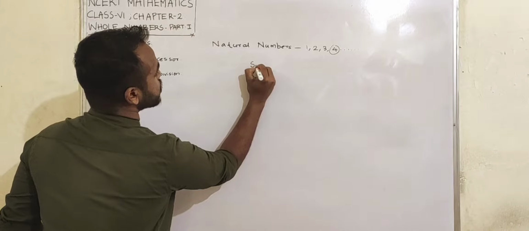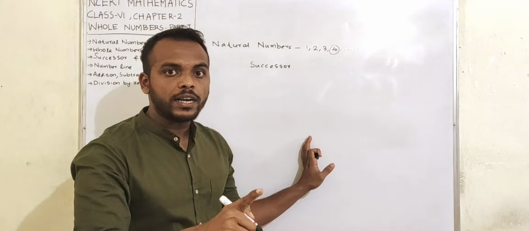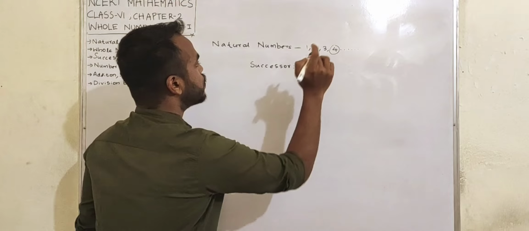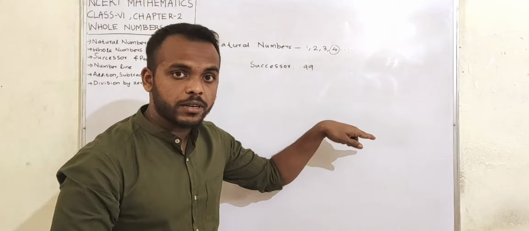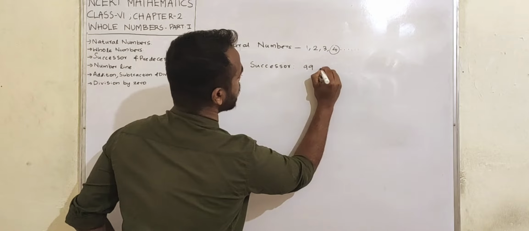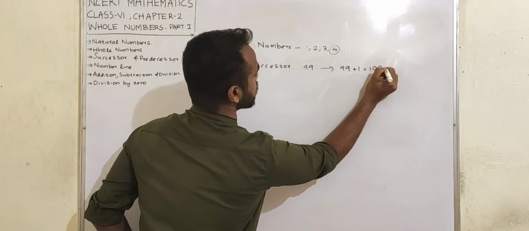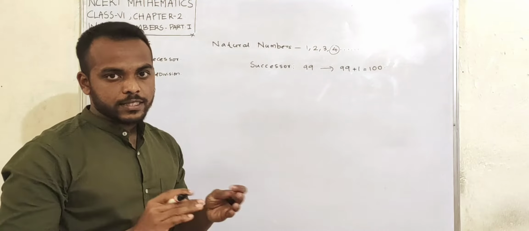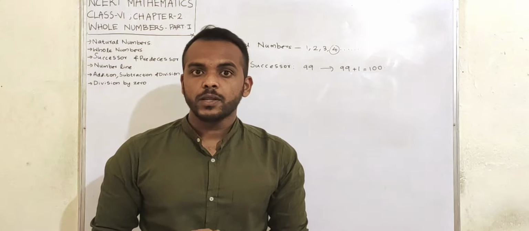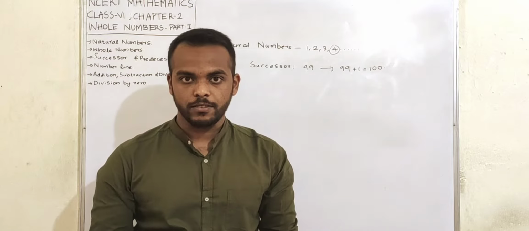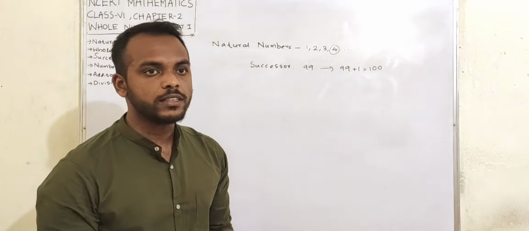So, successor is obtained by adding 1 to the number that is with us. For example, if you are taking 99, what is the next number? To get the successor of 99, the successor is 99 plus 1, that is 100. So I hope you got what is successor. So can you say what is the successor of 10? Yes, 10 plus 1, that is 11. Now the successor of 20 is 20 plus 1, 21.